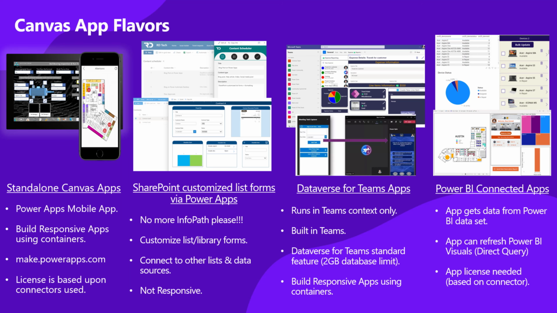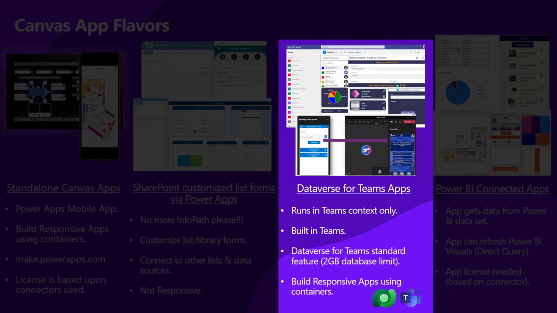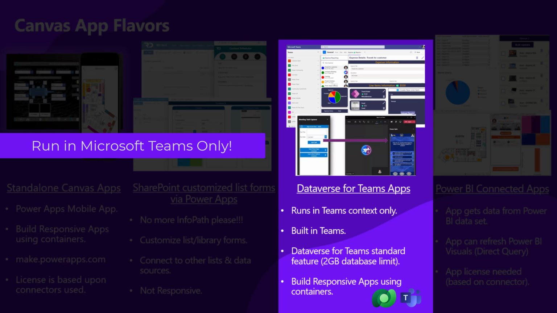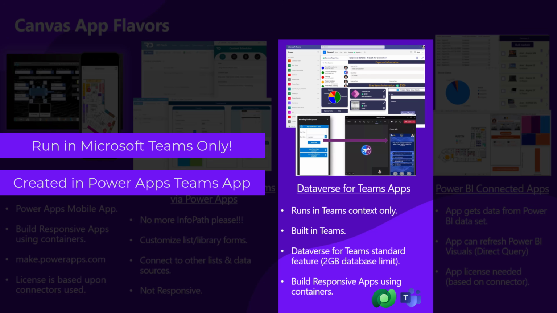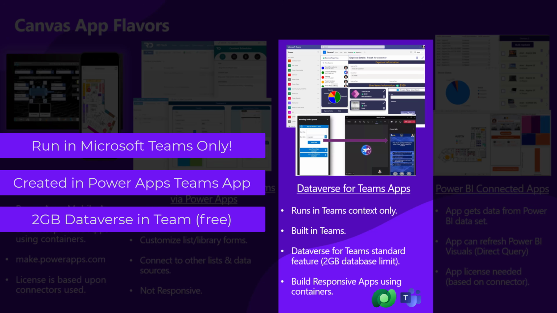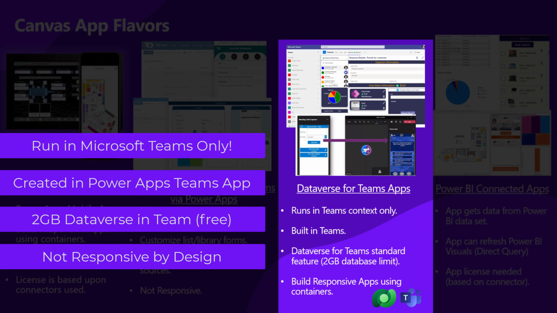The third flavor are Dataverse for Teams-based apps. These apps run directly in the context of Microsoft Teams. To create these apps, you have to go to Microsoft Teams and install the PowerApps app for Teams. Here, we are provided with a limited feature set of Microsoft Dataverse inside the context of Microsoft Teams at no additional licensing cost. The database per team is limited to a 2 GB storage capacity. These apps are also not responsive by design. However, you can leverage the responsive container controls to create responsive Dataverse for Teams-based Power Apps.